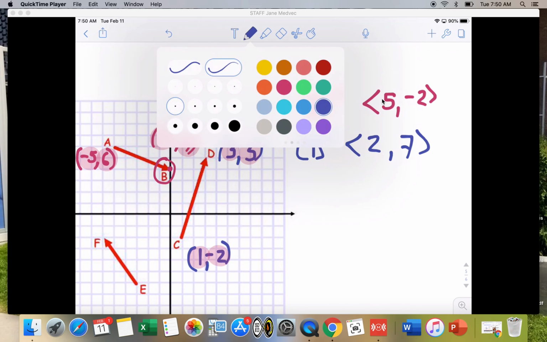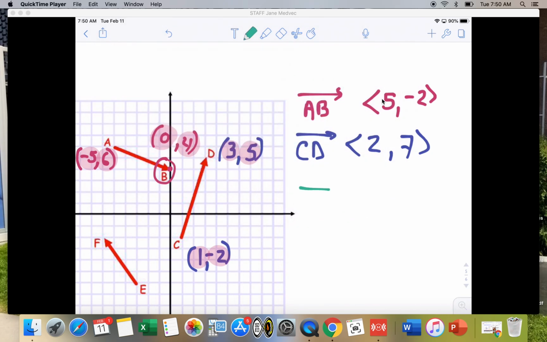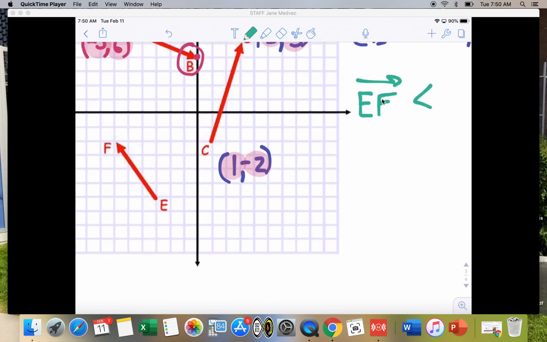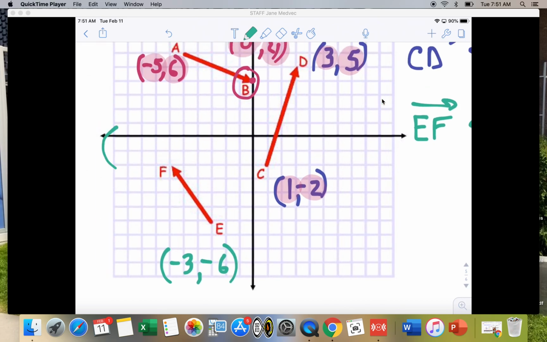And then finally what I'm going to do is go to EF. And E, if I take a look at that ordered pair, it's (-3, -6). And F is (-1, ... it looks like 6, not 7. Looks like that's a 6.